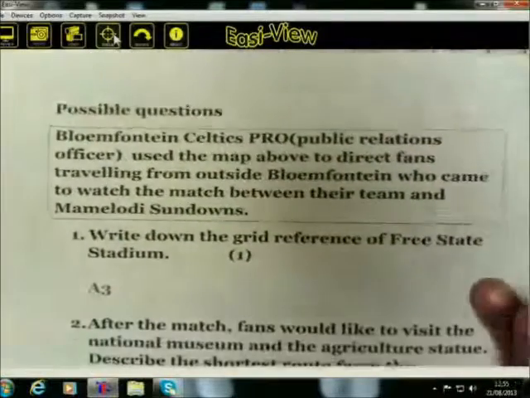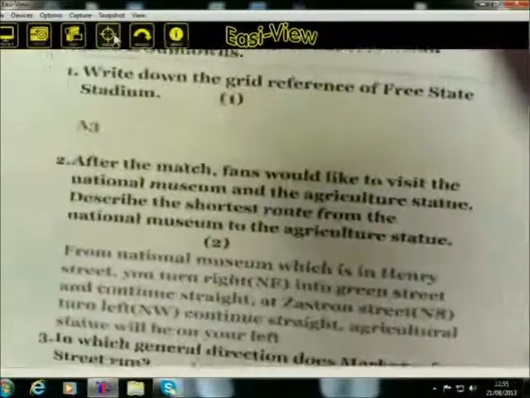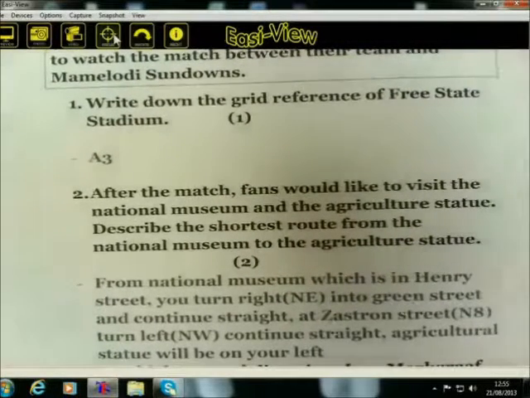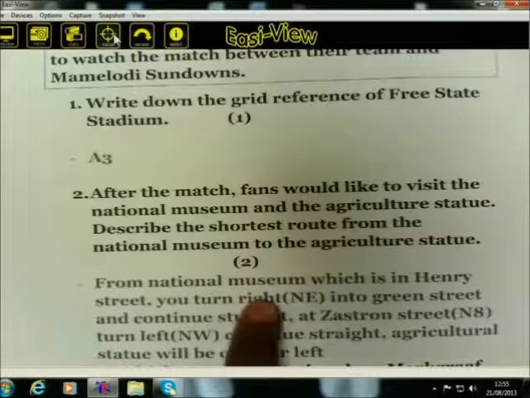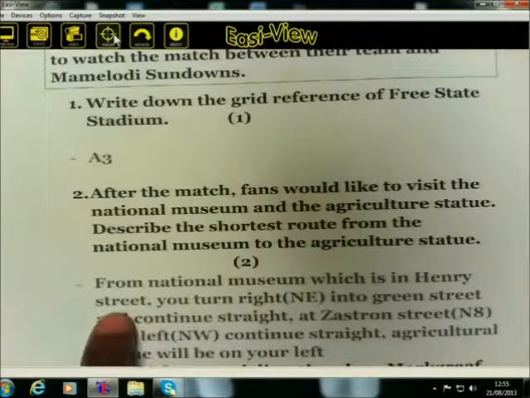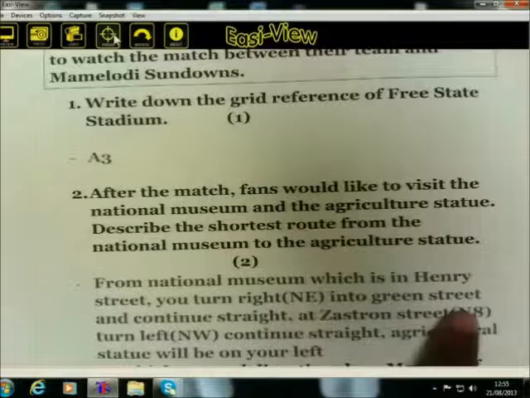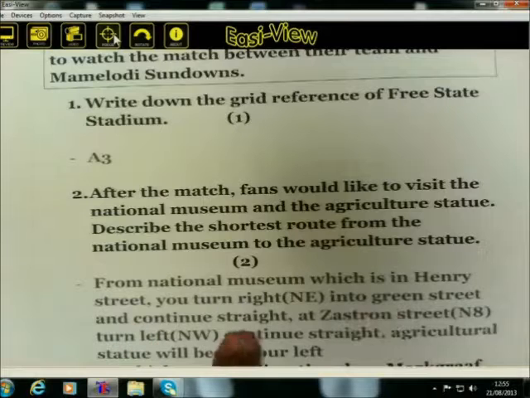I've written it there on the answers, which is exactly what I have just discussed with you from the map. From National Museum, which is in Henry Street, you turn right. If you don't say right, you turn northeast into Green Street and continue straight.